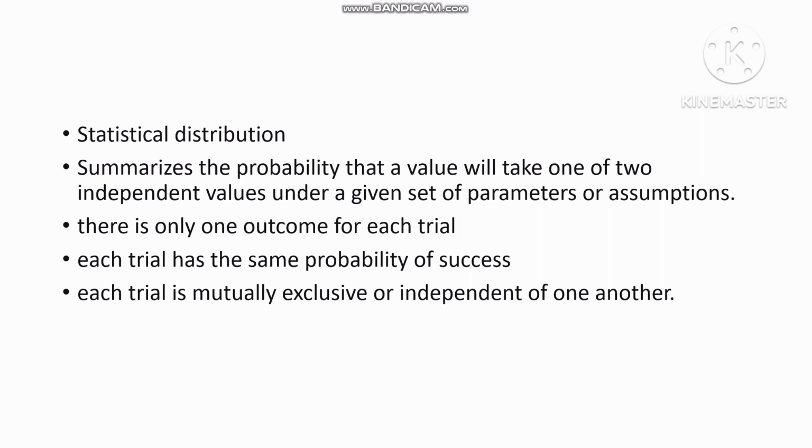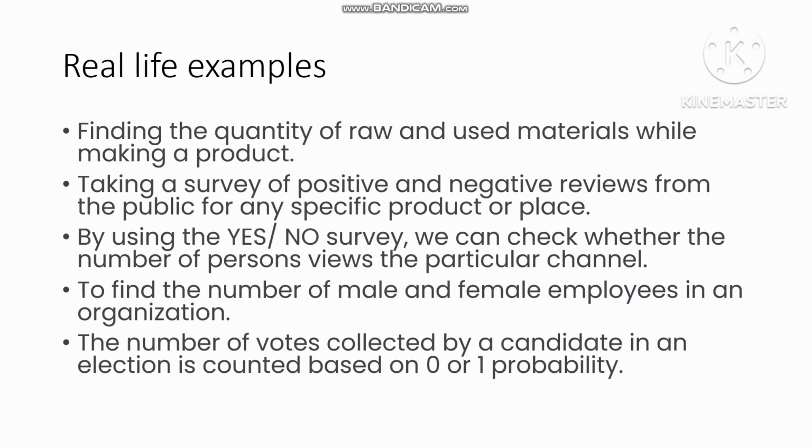Okay. Now some real life examples of binomial distribution can be finding the quantity of raw and used materials while you are making a product. Quantity, so it will be a fixed value, right? It will be one single value. Then taking a survey of positive and negative reviews from the public for any specific product or place. So it can be good or bad, positive or negative.